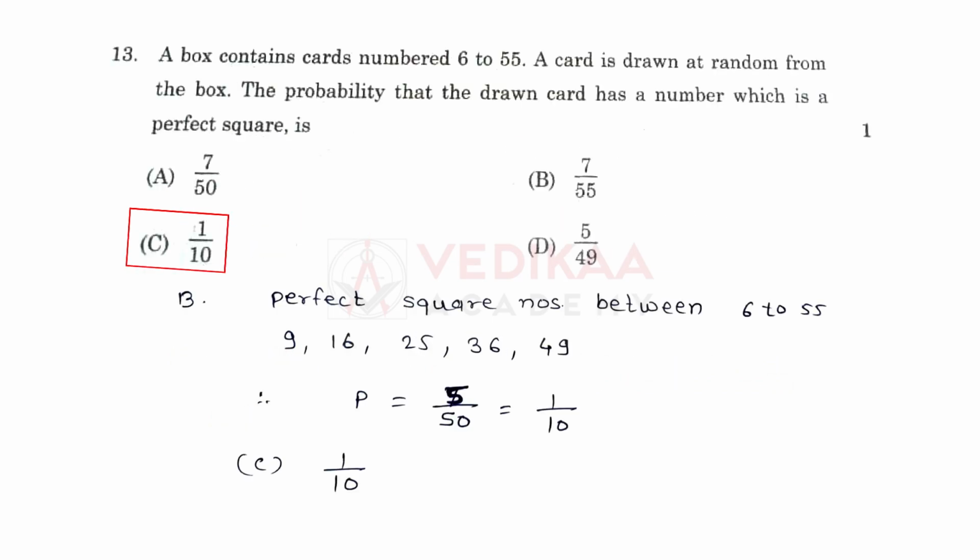Next one, question number 13. A box contains cards numbered from 6 to 55. A card is drawn at random from the box. The probability that the drawn card has a number which is a perfect square number. So how many perfect square numbers are there from 6 to 55? So we know that 9, 16, 25, 36 and 49. So these 5 perfect square numbers lie between 6 to 55 and total numbers are 50. So the required probability is equal to 5 upon 50, which is equal to 1 by 10. So the correct option is C, 1 by 10.